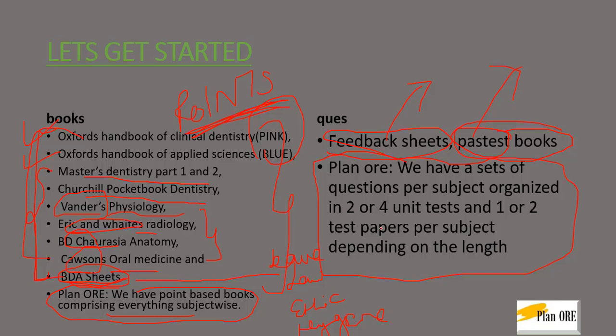And we have a set pattern of 2 to 4 unit tests per subject and 1 to 2 test papers per subject, depending upon how long the subject is. I would describe this more in detail when we actually come to what we do at Plan ORE. So in short, these are the list of books you need to have for the exam.